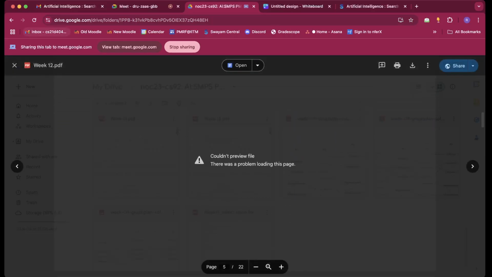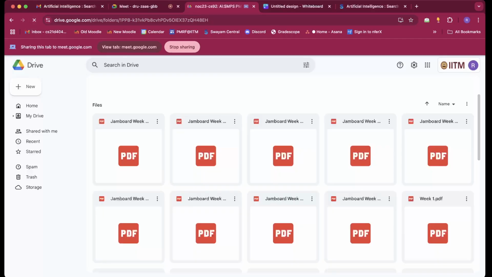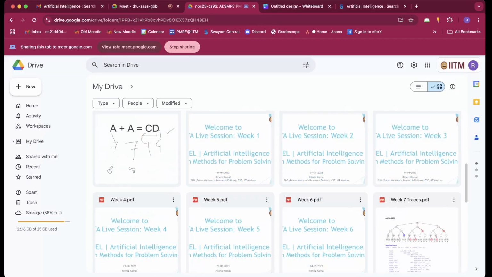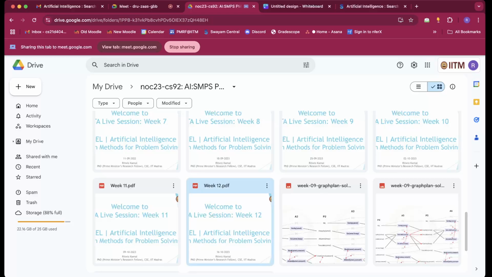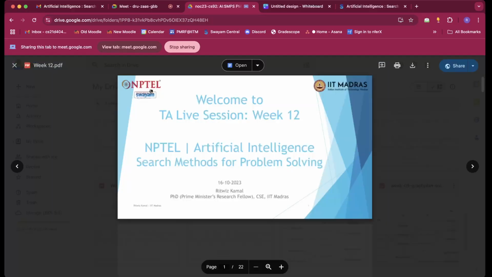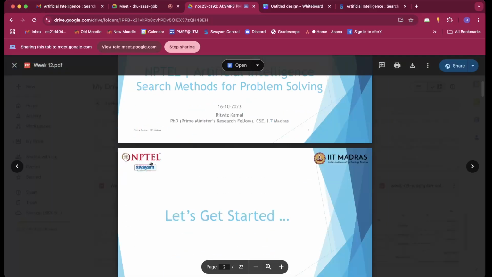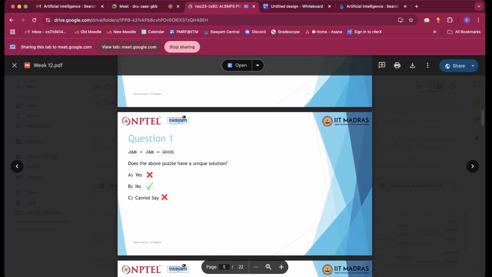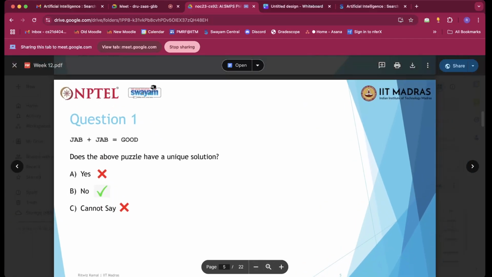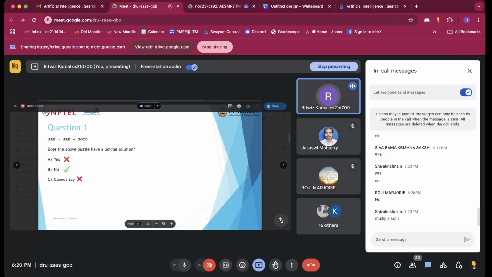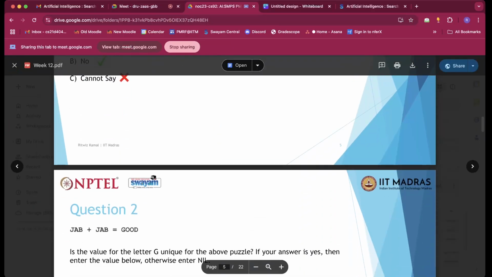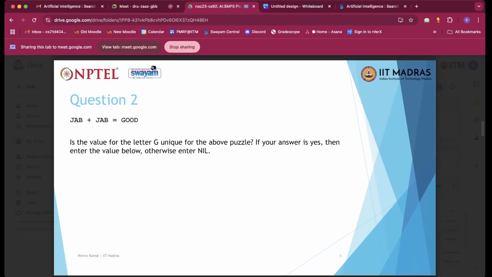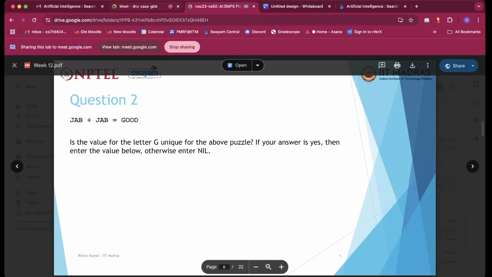So does the above problem have a unique solution? The answer would be no, because we just saw there were three possible solutions. Is the value for the letter G unique for the above puzzle? And if so, what is that value?